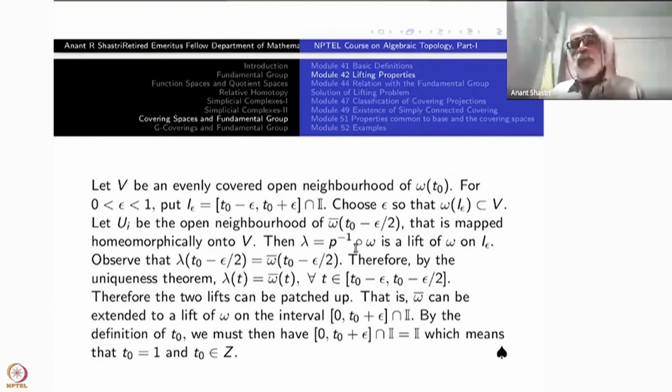Put lambda equal to p inverse of omega. That is a lift. This becomes a lift of omega on I epsilon. See, this is the homeomorphism. P restricted to U i to V is a homeomorphism, so I can take p inverse there. P inverse is taken on this subset. Then compose it with omega. Omega composed with p inverse, so this becomes a continuous function. If you take p of this, it will be omega. Therefore, this is a lift of omega on the whole of I epsilon, because the whole of omega of I epsilon is contained inside V. If I take omega of I epsilon, p inverse makes sense.